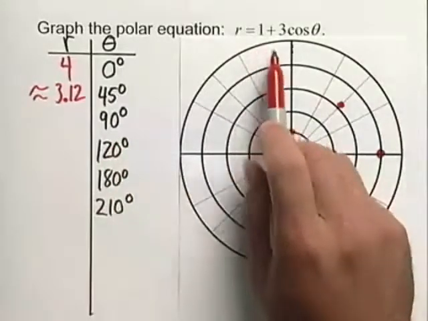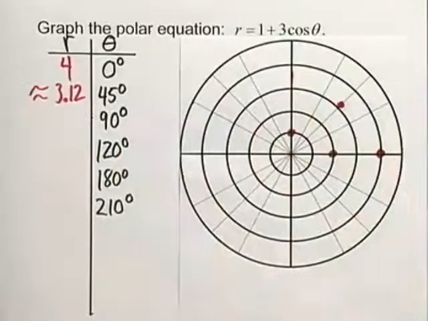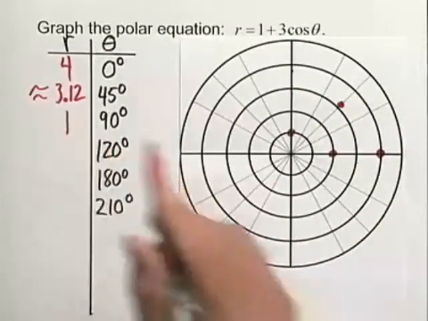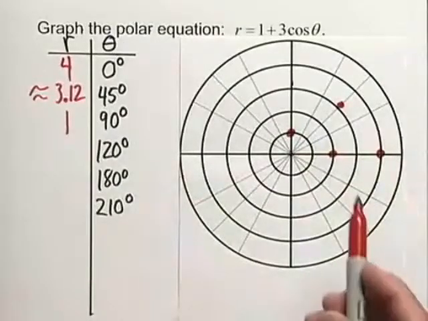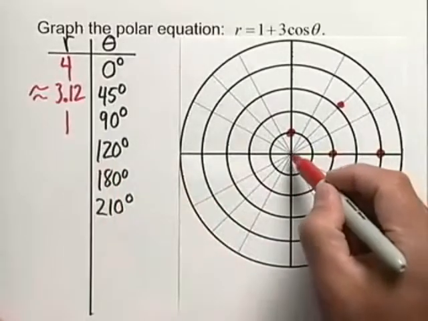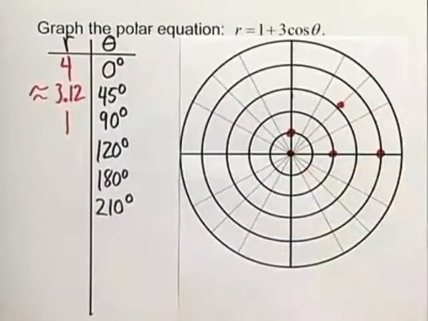We're going to have 1 plus 3 times the cosine of 90 degrees. Cosine of 90 we know to be 0, so this will simply be 1, and we have that graph already right here. All right. Interesting thing happens between 90 and 120. I think it's right between those two values where we get the origin.